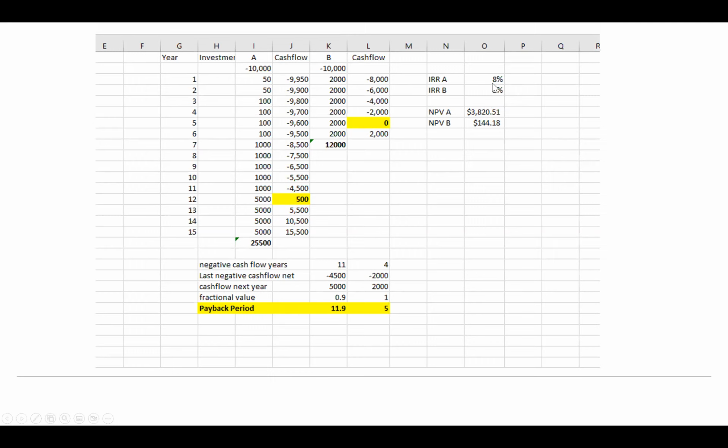Investment A has an internal rate of return of 8%, but option B has a payback period that's faster, which could be important to you because that might give you the money to invest in something else more rapidly in the future.